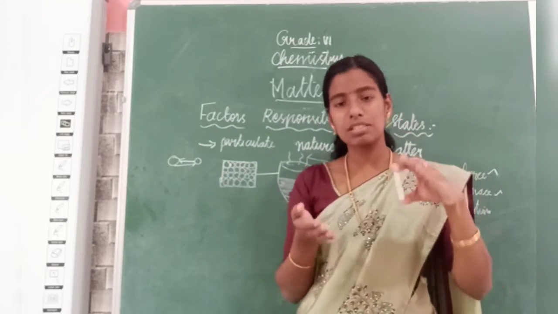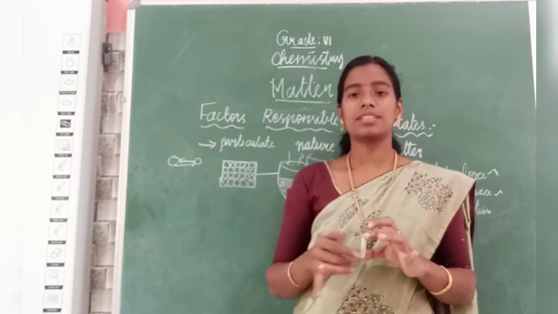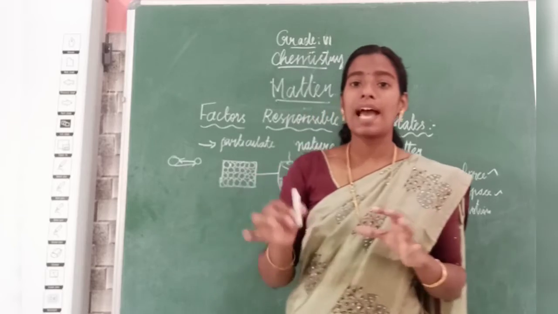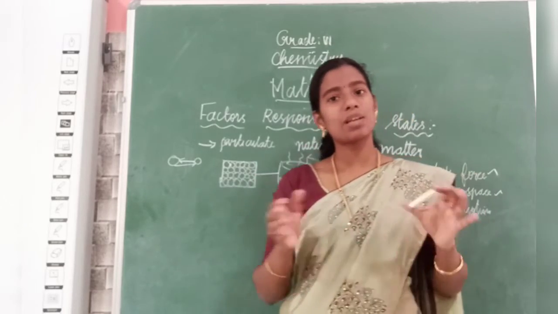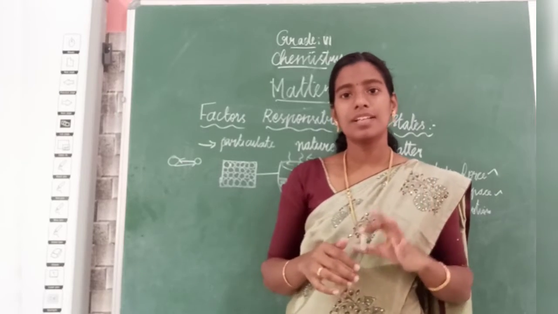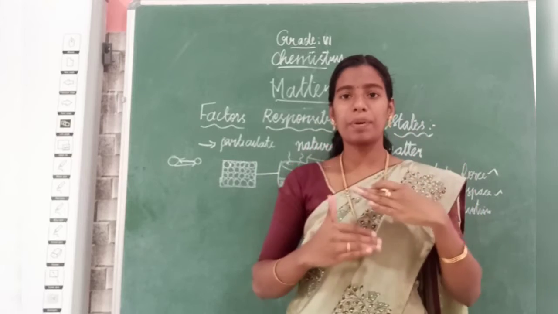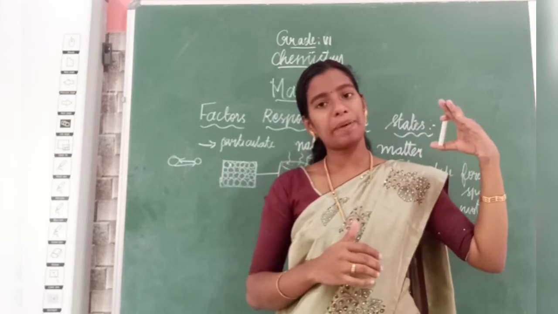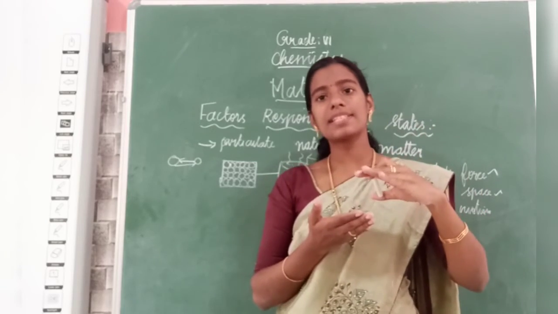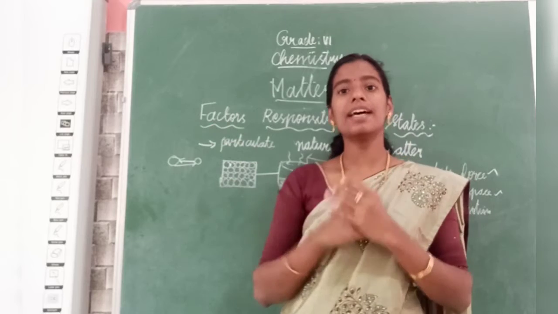So this is enough for today's class. Just recall what we have learned. What is matter? Anything that has mass and occupies some space is called matter. Then the three states of matter: solid, liquid and gas, and their properties. Solid has definite shape and size. It has definite volume, and liquid has definite volume, but it takes the shape of the container.